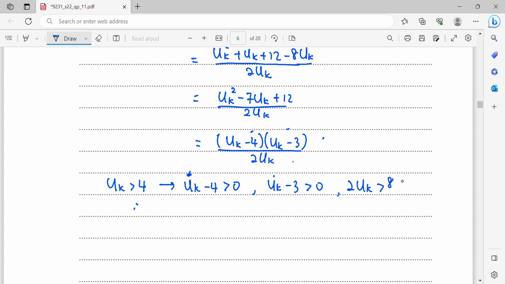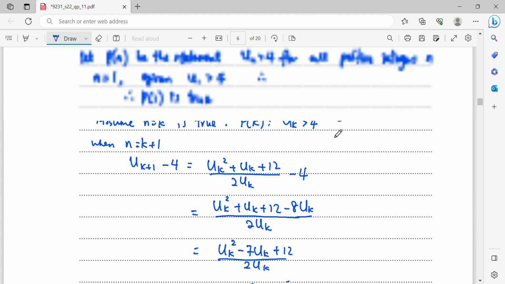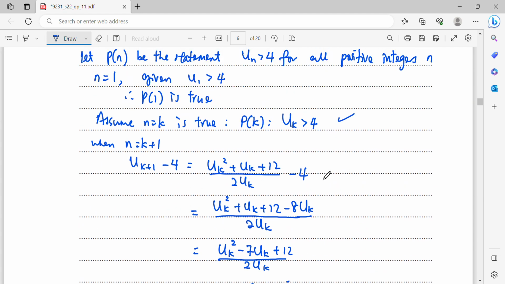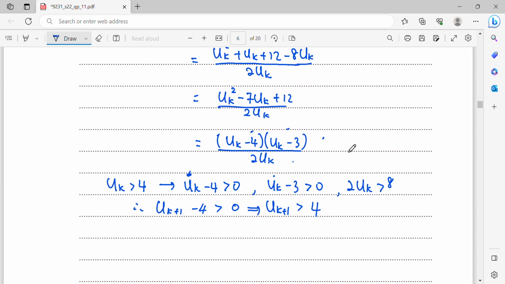So from here, I will say uk plus 1 minus 4 will be positive. Hence, your uk plus 1 is actually greater than 4. Okay, so we have proven that uk plus 1 is greater than 4 for Pk plus 1. So that means Pk plus 1 is true. So now you can make the conclusion by mathematical induction.